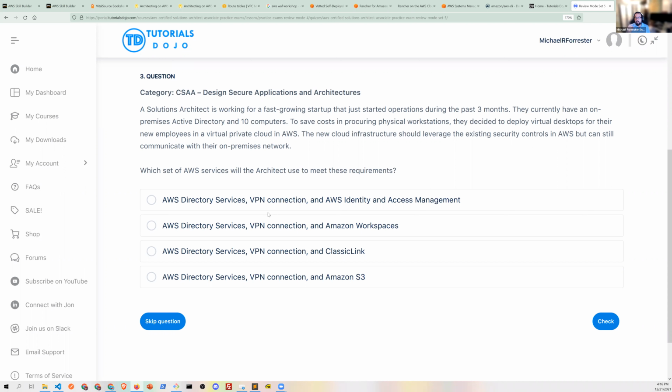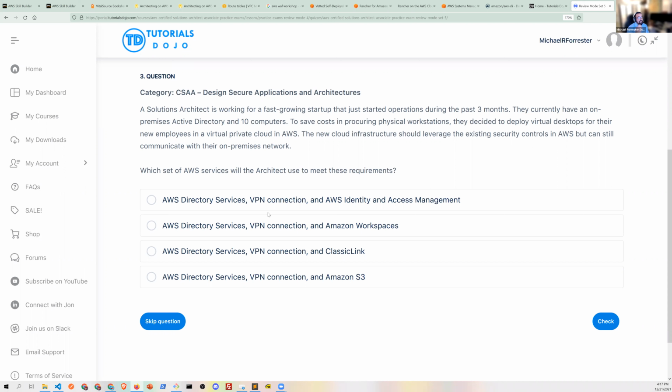So here are the requirements. 1, you have to have virtual desktops. 2, you have to have connection back to the corporate network. 3, they want to use their existing security controls, which means they want to use Active Directory. Which 3 services will give them Active Directory, a connection back to their on-premise network, and will give them virtual desktops? By the way, there's only one of these answers that actually contains the virtual desktop service.